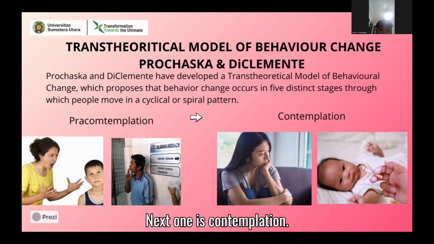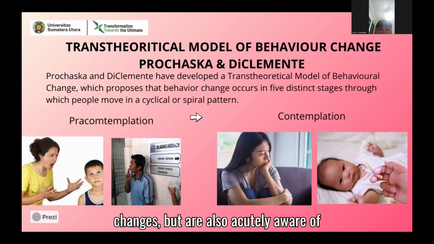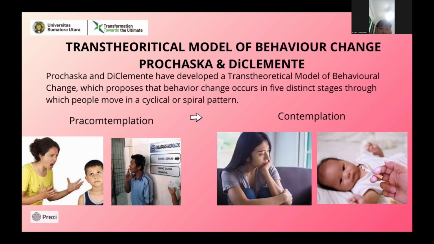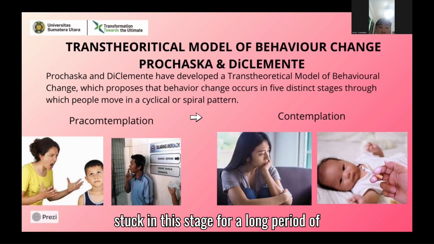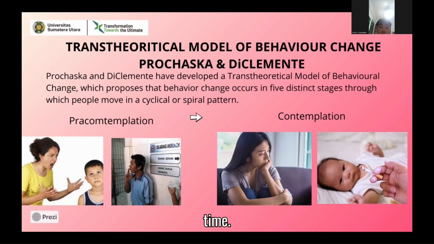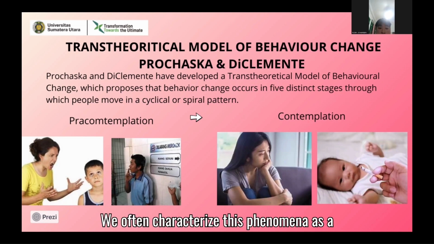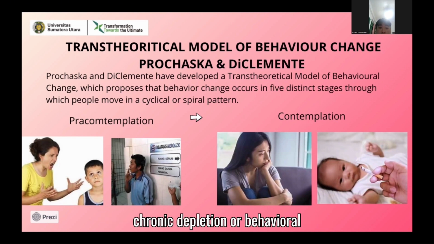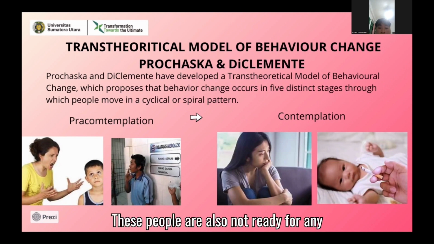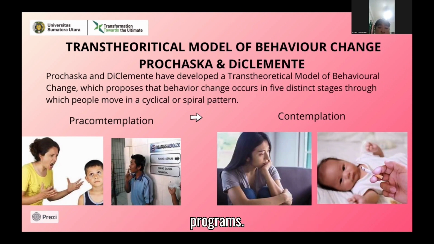Next one is contemplation. Contemplation is the stage in which people are intending to change in the next 6 months. They are more aware of the pros of change, but are also acutely aware of the cons. This balance between the cost and the benefit of change can produce profound ambivalence that can keep people stuck in this stage for a long period of time. We often characterize this phenomenon as chronic contemplation or behavioral procrastination. These people are also not ready for any action-oriented programs. Next.